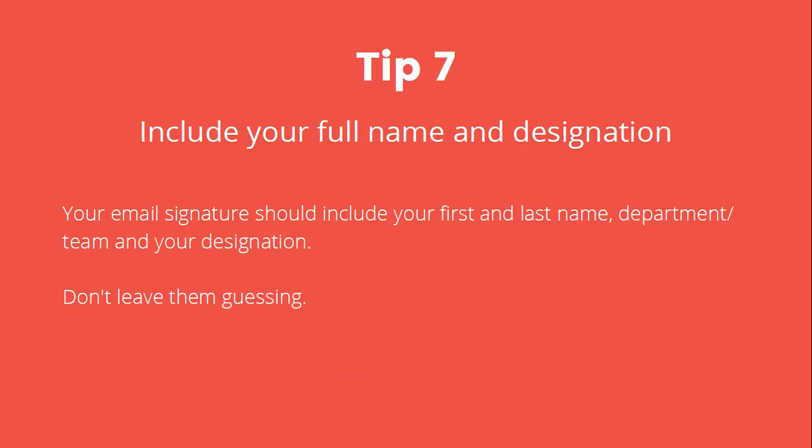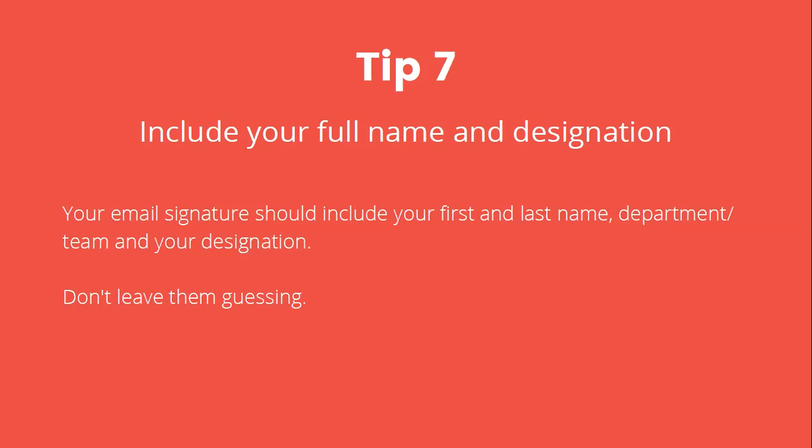That brings us to tip number 7, and that's the final tip for the day, but still a very important one. And tip number 7 is to include your full name and designation in the email. Now, this is something that goes without saying. Your email should have a signature, and your signature should always include your first and last name, as well as your department or team and your designation.